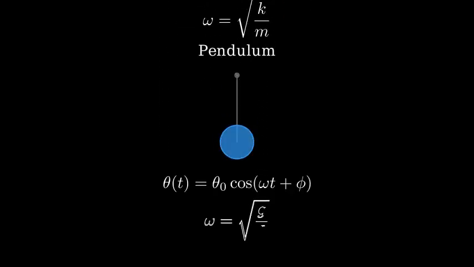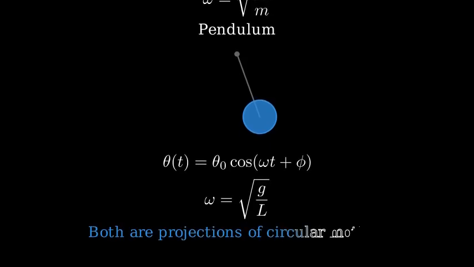Similarly, a pendulum swings back and forth in a motion that can be approximated as simple harmonic motion for small angles. The position follows the same equation, with omega equaling the square root of g over L, where g is gravitational acceleration, and L is the length of the pendulum. Both these systems exhibit oscillatory motion that can be viewed as projections of circular motion.